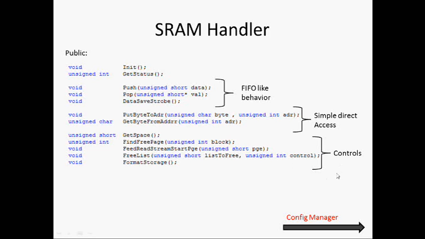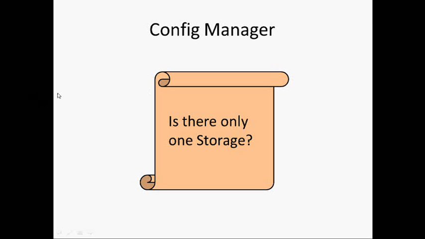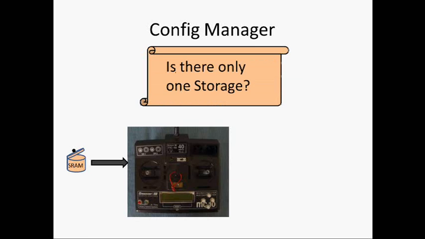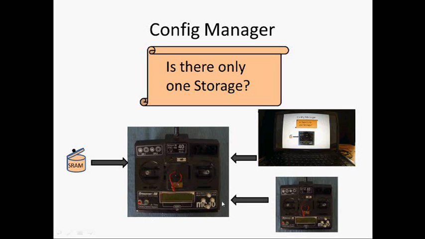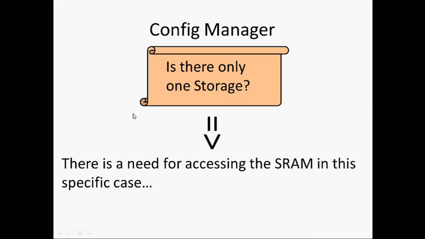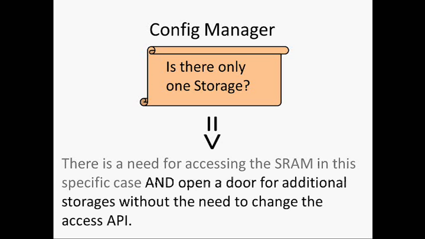Now I'm going to step into the config manager. Before starting to design the config manager, there's also a question that has to be answered. It takes a look into the future. Is there only one storage? Currently I'm only using the SRAM, but for example, maybe in the future I want to use the computer to do the configuration, or even interchange configurations between different transmitters. So of course there's not only one storage, and this brings two aspects into the game. The first one is that there is a need for accessing the SRAM in this specific case, and to open the door for additional storages without the need to change the access. And I'm going to show how this can be done by using C++ mechanisms.